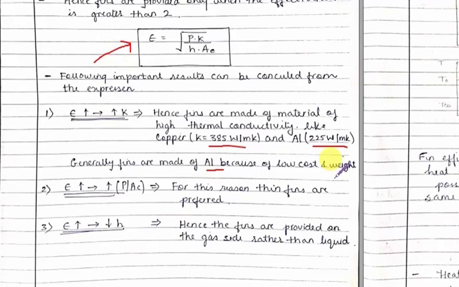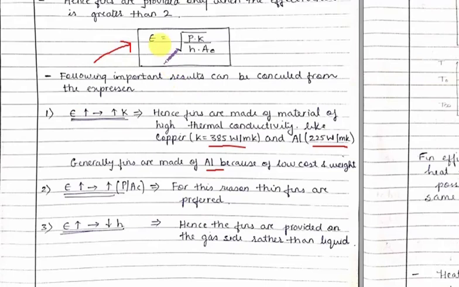So all these things are supposed to be taken into consideration while installing the fin. Why? Because adding a fin, you will encounter some cost. You will have to pay something. You will have to pay for the material cost. That's why usually aluminum is preferred, because it has low cost and the weight is also low.